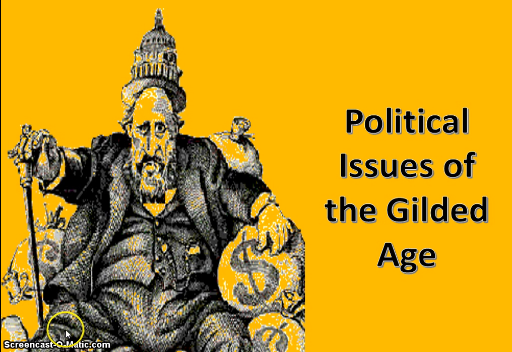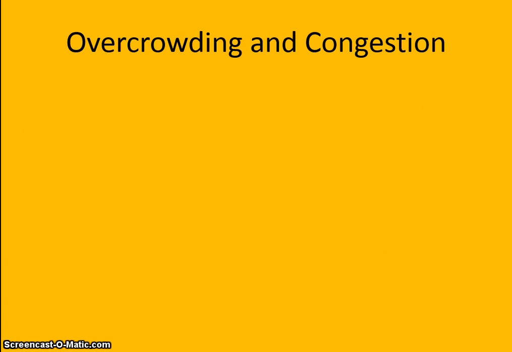Okay guys, now the last issue that we're going to go over with the Gilded Age is the political issues. So we're going to go over corruption during the Gilded Age. Now, before we get into corruption, we're going to get into how it became corrupted.